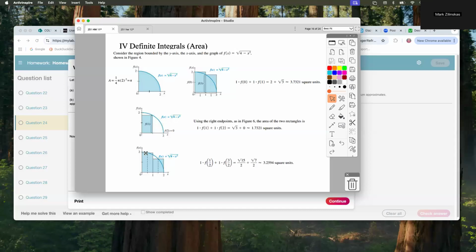Okay, here's, again, an underestimation. That's a little white area here, and here's an overestimation. So they're kind of balancing each other out and we end up with about 3.3, which is a lot closer to 3.14 than either of these two.